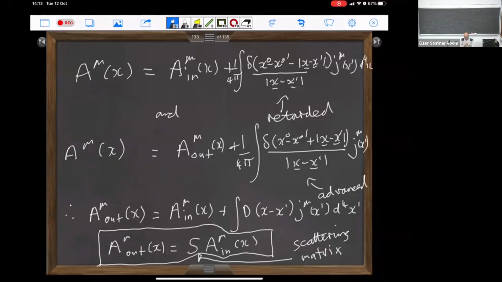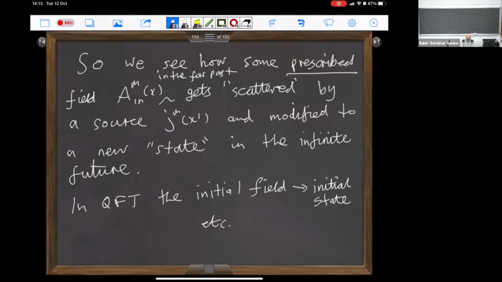So one of the main goals of quantum field theory is to try and understand what the S matrix is for a given, for example, Lagrangian field theory. Yeah, this slide is more or less saying what I've just said.